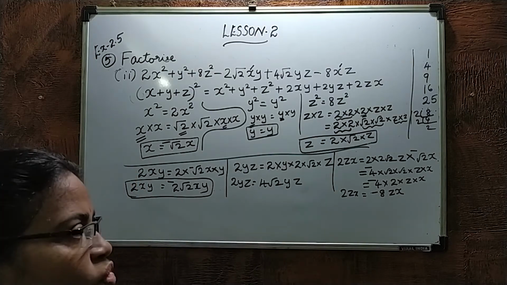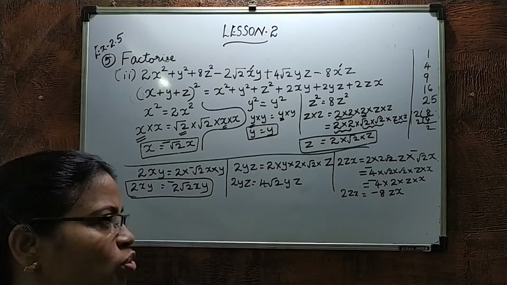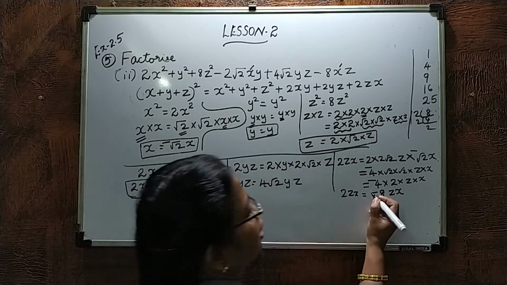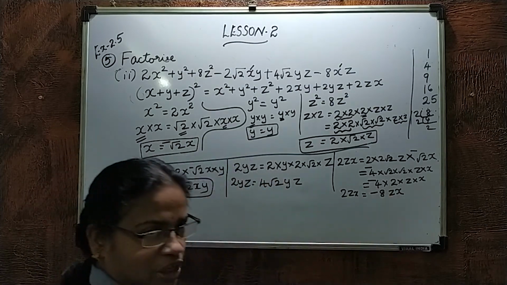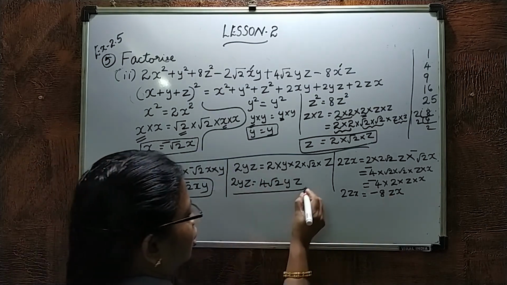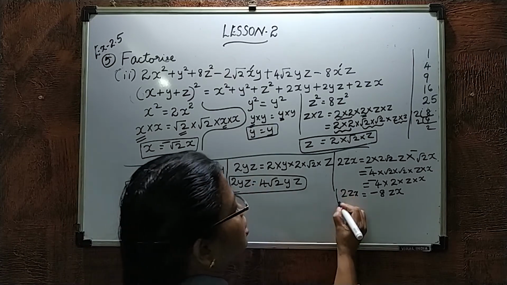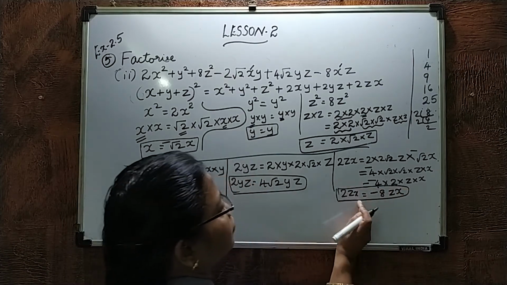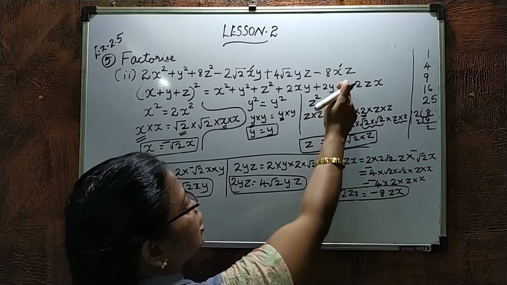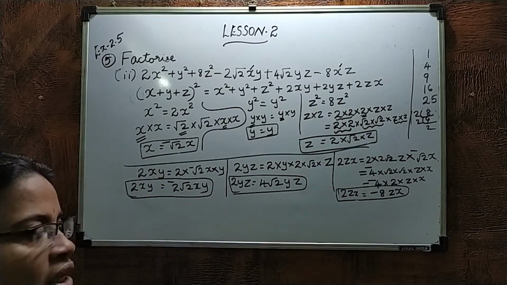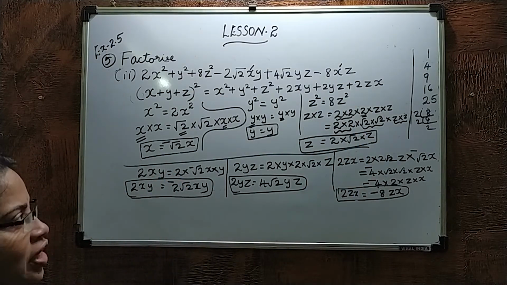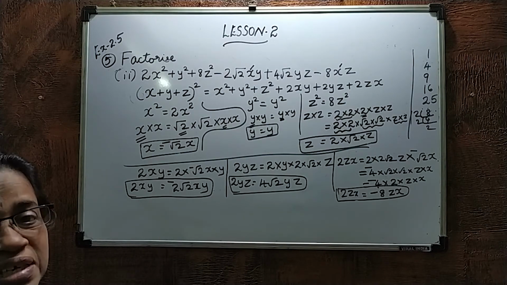Same thing as x is said. No problem for that. 4 into 2 is 8, 2 into 4 is 8. Even if you change the digits, no problem for the multiplication. So same thing you got from the question itself. You got the same answer. 2zx is equal to negative 8xz. That means what you have taken as x, y and z, it is correct.